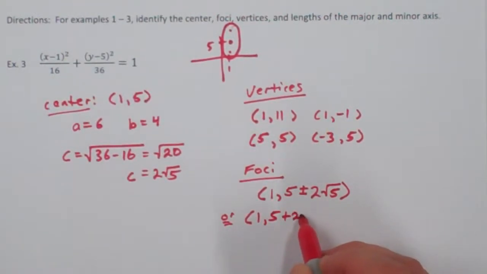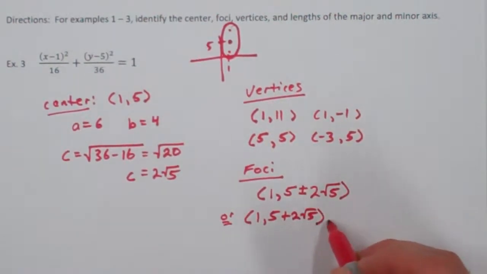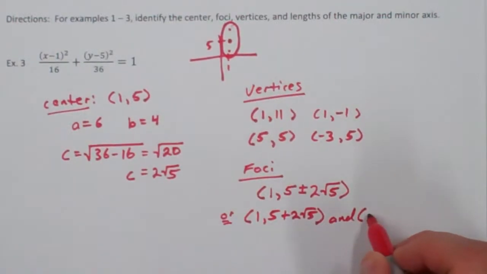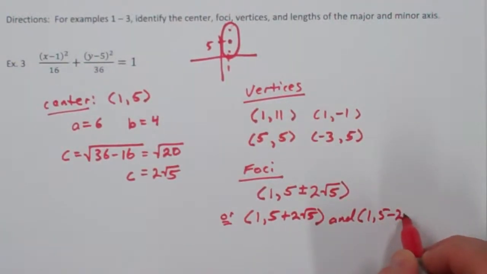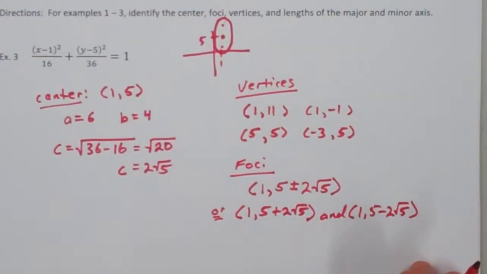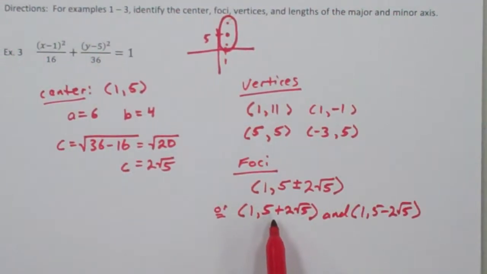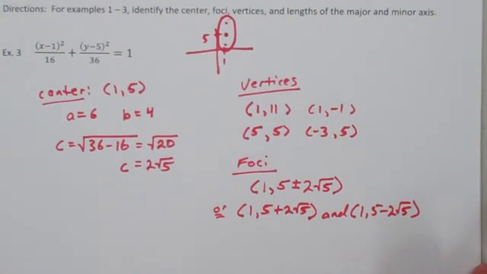This could be (1, 5 plus 2 root 5). And then we would also want to list (1, 5 minus 2 root 5). And actually, if you were typing this in your calculator, that might be beneficial for you to do if you need to find maybe an approximation, perhaps if you're graphing.